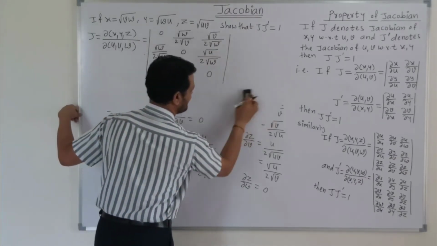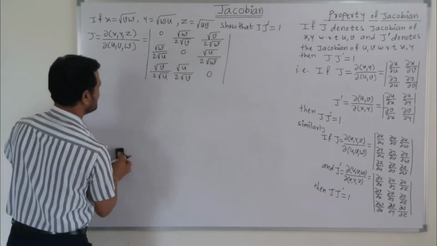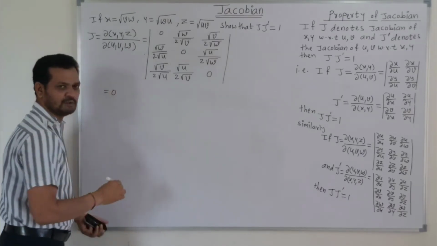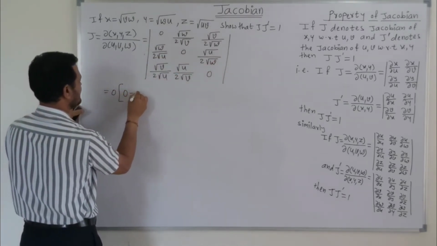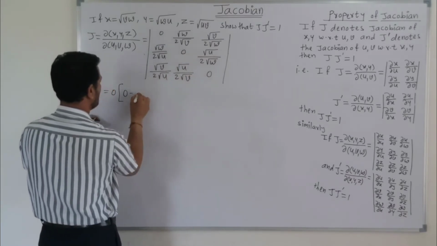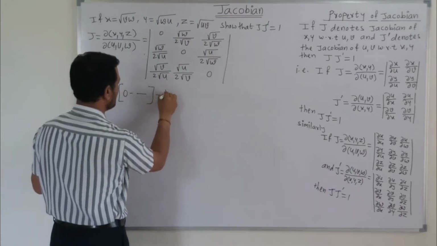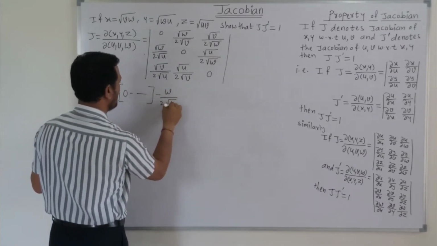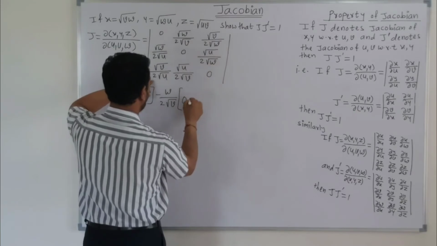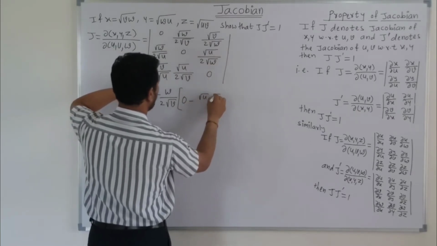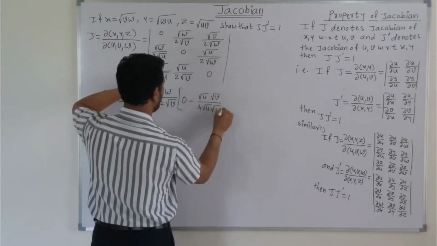Now friends, our next step is to simplify this determinant. So let's try to simplify this determinant by our traditional method. So we can write this as 0. This 0 into something is 0, so this term becomes 0. Minus this is root of w upon 2 root of v, then again this term is 0, then minus this is root of u root of v divided by 4 times root of u root of w.